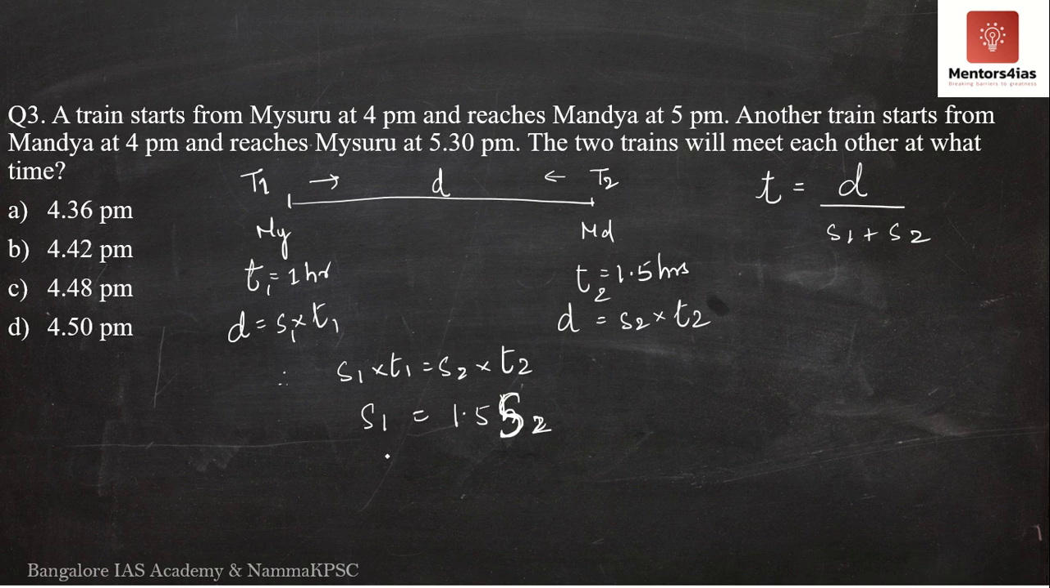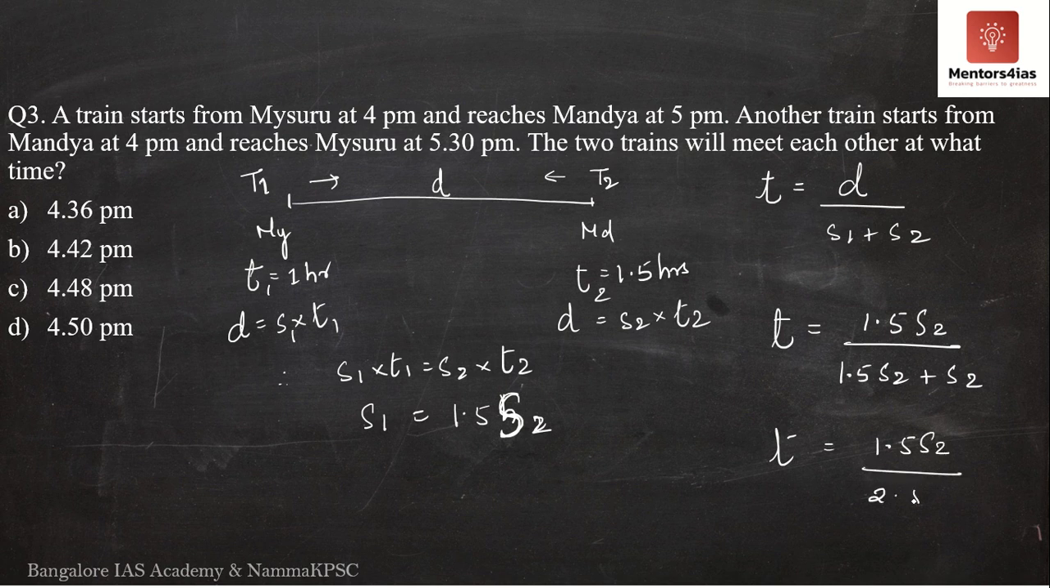Therefore, I should be able to substitute S1 as 1.5 S2 over here. Therefore, what am I going to write? T is equal to D divided by S1 plus S2. In place of S1, I am going to write 1.5 S2 plus S2. Similarly, what is D? D is nothing but S2 into T2, where T2 is 1.5. Therefore, D is also nothing but 1.5 S2. So, what do we have here? Time is nothing but 1.5 S2 divided by 2.5 S2. S2 and S2 get cancelled. We get time is equal to 15 by 25.